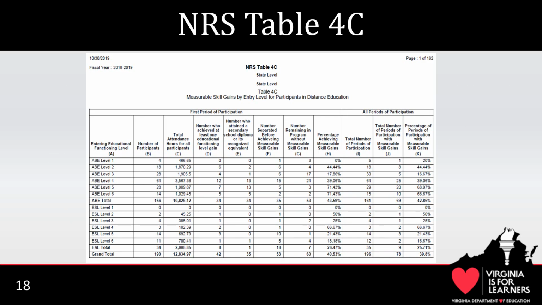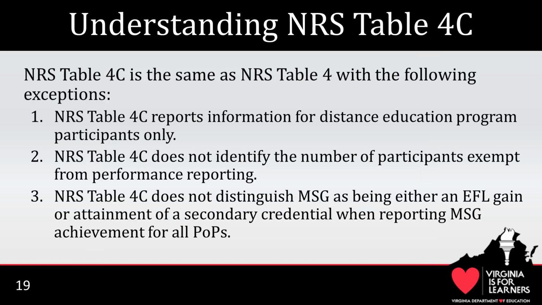This slide contains a snapshot of state-level data reported on NRS Table 4C, submitted as part of the state's annual reporting for 2018-19. NRS Table 4C is the same as NRS Table 4 with the following exceptions. NRS Table 4C reports enrollment, attendance, and MSG performance for distance education participants only. NRS Table 4C does not identify participants exempt from performance reporting. NRS Table 4C does not separate MSG by type, but reports MSG as a total.